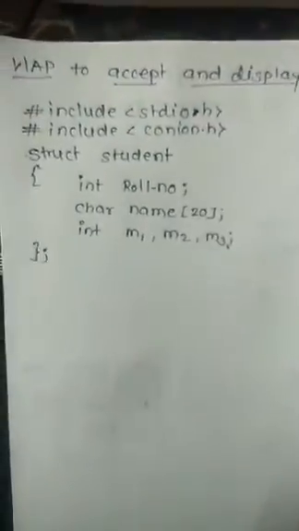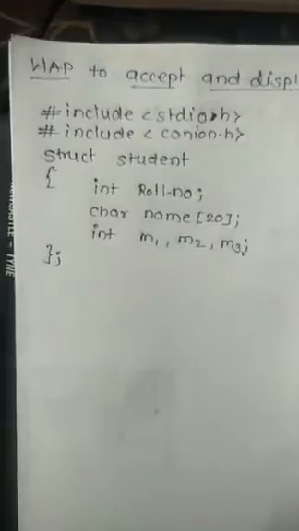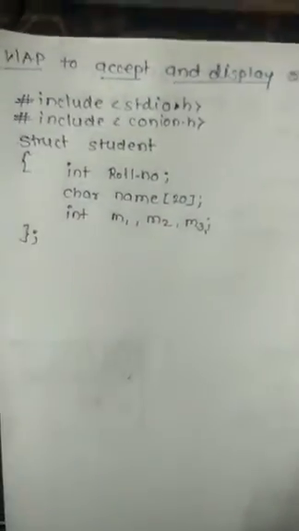I want to accept these 4 types of data, that is the 3 subject marks M1, M2 and M3, and the roll number and name. So this is my structure close. Accepting this student data, I want to store it in memory and once again display it.